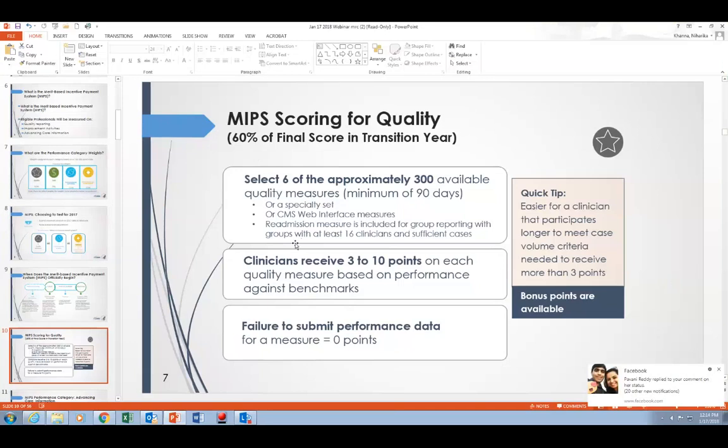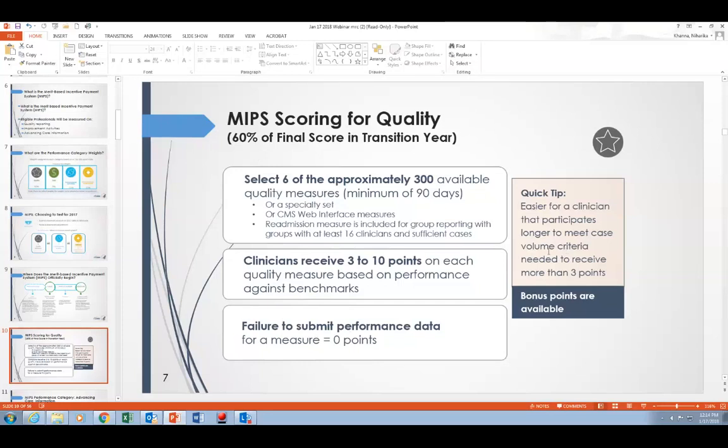There are approximately 6 metrics out of the 300 that are available that you would select from the CMS website. We do hope that everyone has had a chance to go to that CMS website. It is pretty easy to put in your specialty and pull out the metrics that are available to you. If you report a metric, you're likely to get at least 3 points. If you do well, you can get up to 10 points per metric. And if you don't submit any of these performance data, you will get a 0. So it's better to report than to not report, even if there are metrics that you're not doing well in.